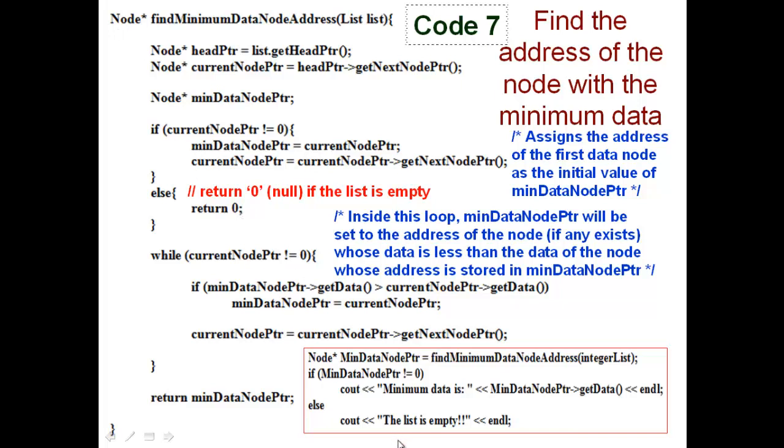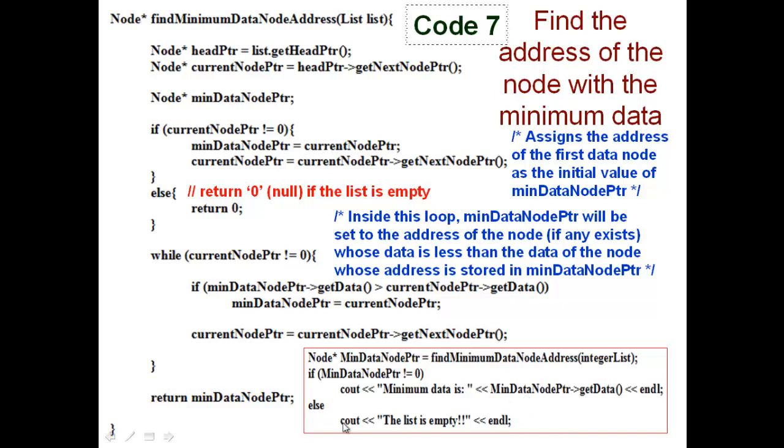So that's why in the main function you check the return value of this find minimum data node address function, and if the return value is 0, then you cannot call the get data function on the minimum data node pointer.